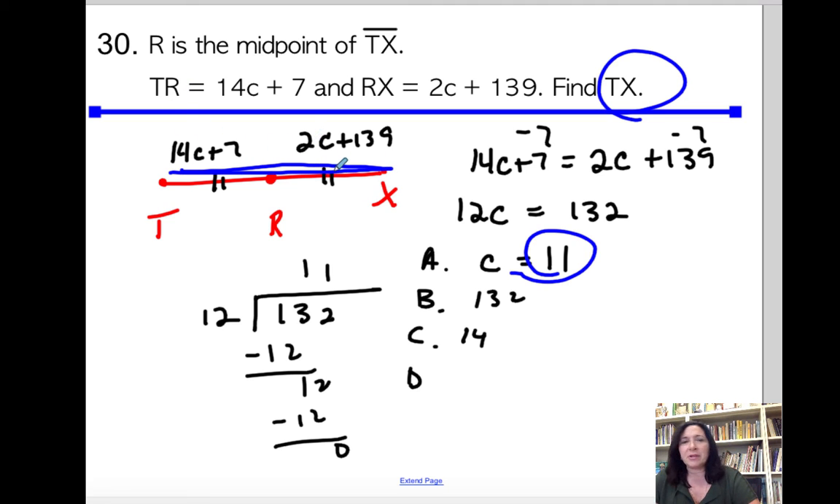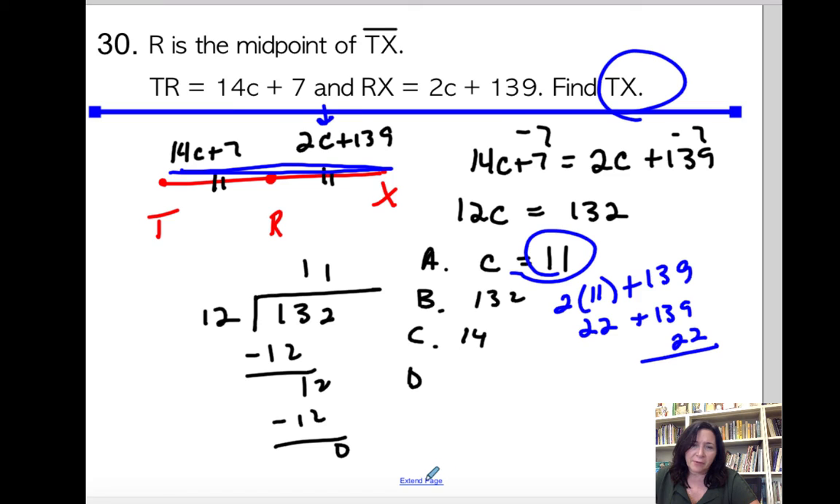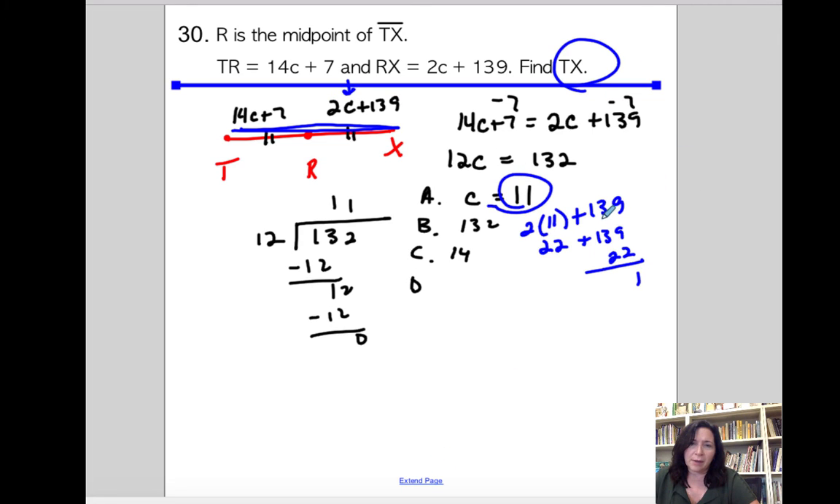So that means I need to plug in this. So if I had to plug 11 in for c, I'm going to go 2 times 11 plus 139. So that's 22 plus 139. So what is that? 22. So if I add 139, I get 161. So there's 161. That's my answer because that is, oh, no, hold on a second.